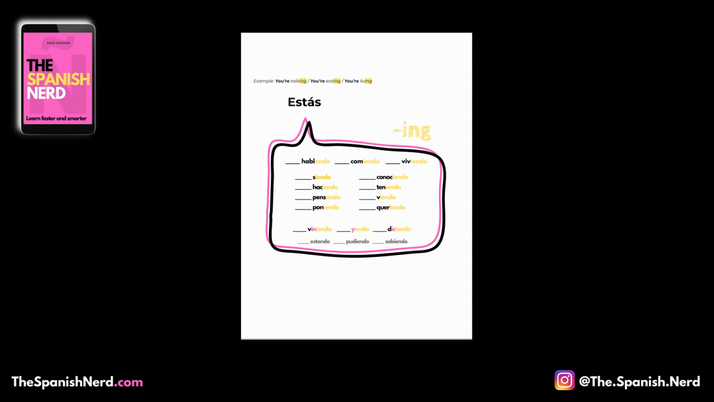Remember I said to you before, all of these words inside this bubble, they never change. It's so beautiful. They're never going to change. So these ones, you can just memorize them and they're going to stay the same. Let's look at the first one. Hablando, which means talking. That's never going to change. Never, ever will that change. Hablando will always be talking. Talking will always be hablando.